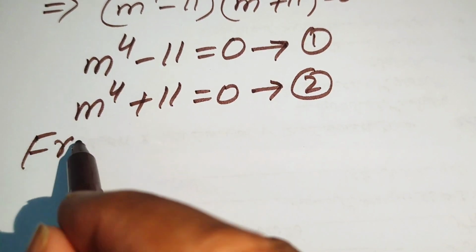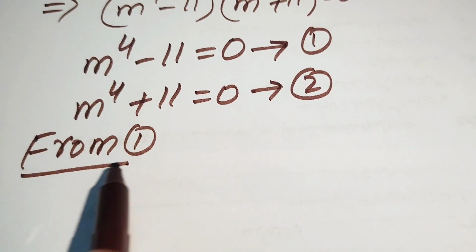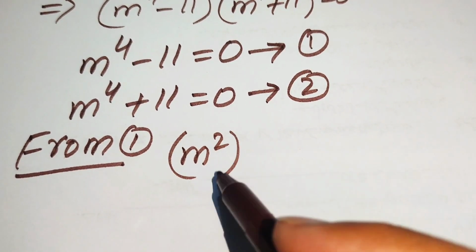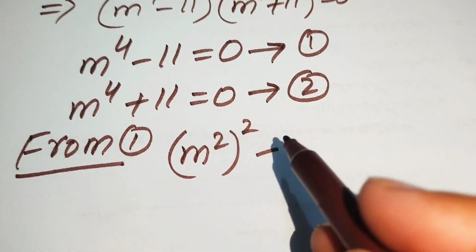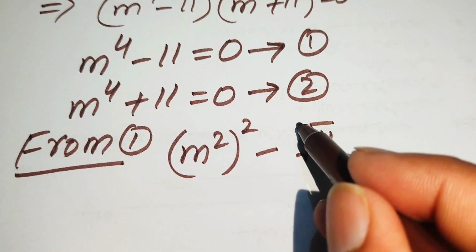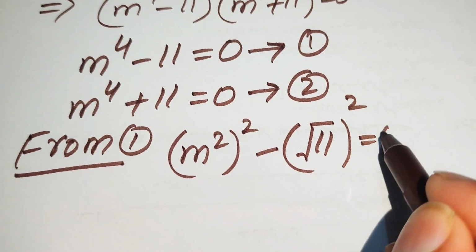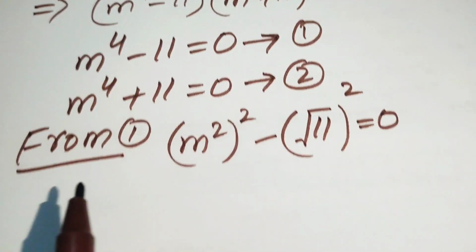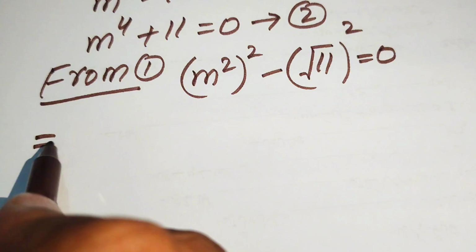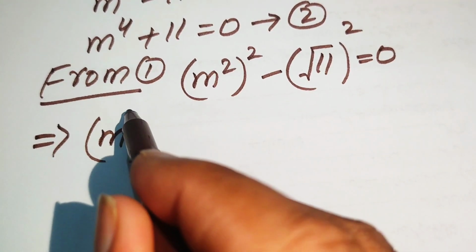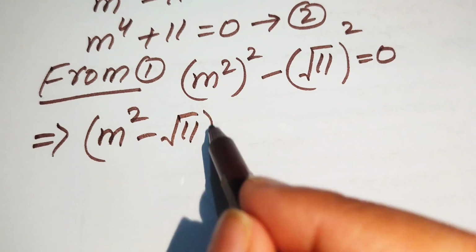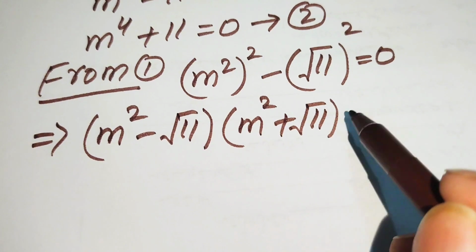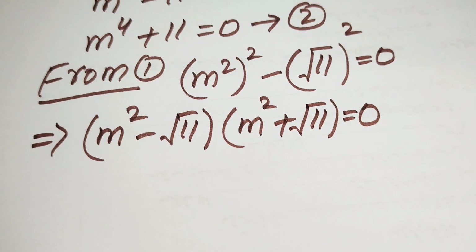From equation number 1, we have m to the power of 4, which we write as m squared and its whole square, minus 11, which we write as square root of 11 and its whole square, equals 0. Again we use the difference of squares identity and make the two factors: m squared minus square root of 11 times m squared plus square root of 11, and this whole equation equals 0.